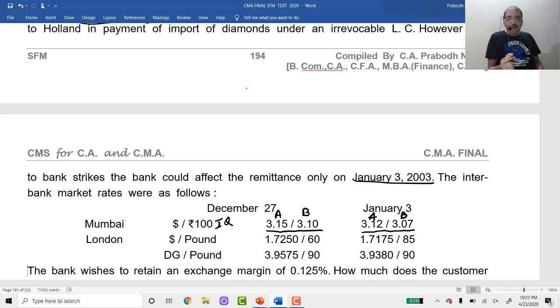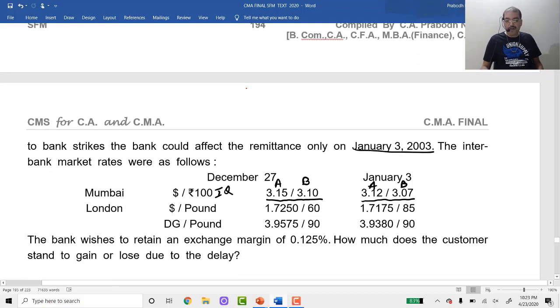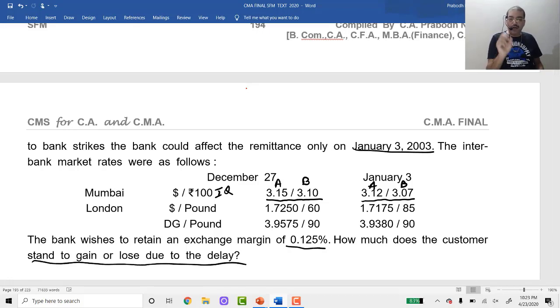Because rupees to DG is required. So two cross rates: cross rate 1, cross rate 2. Twice you have to do. Correct? Bank wishes to retain an exchange margin of 0.125%. How much does the customer stand to gain or lose due to the delay?